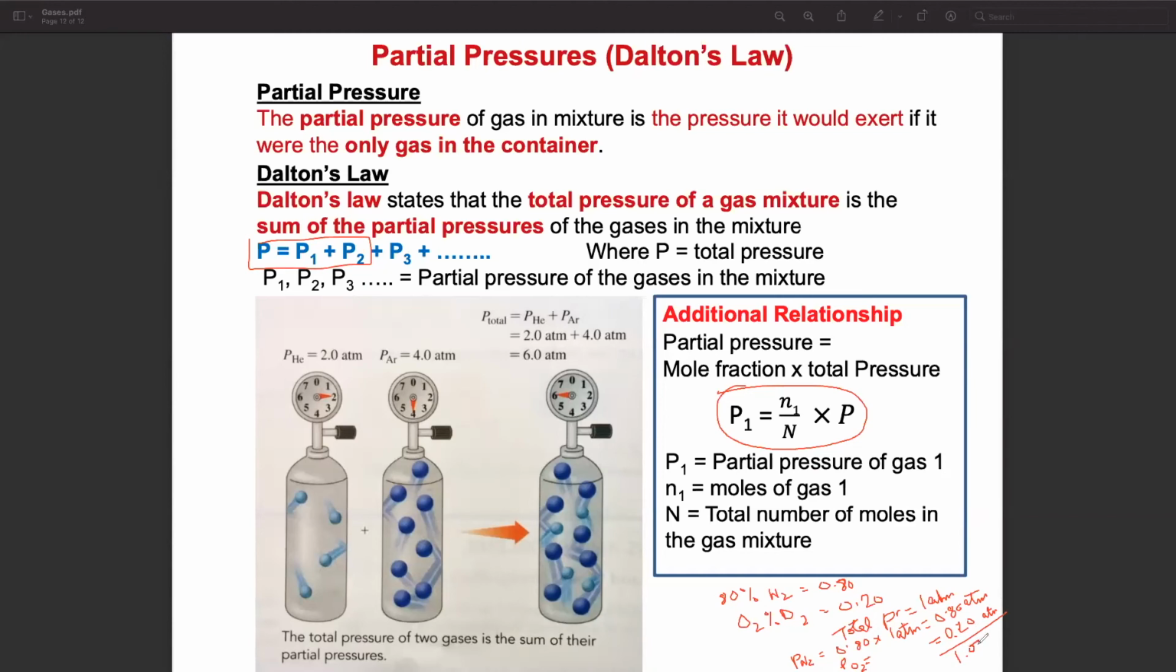So this is Dalton's law: the sum of partial pressures is equal to the total pressure. Now we are going to use this in our lab. We had an experiment where we are going to use this for the lab. It has very simple problems.